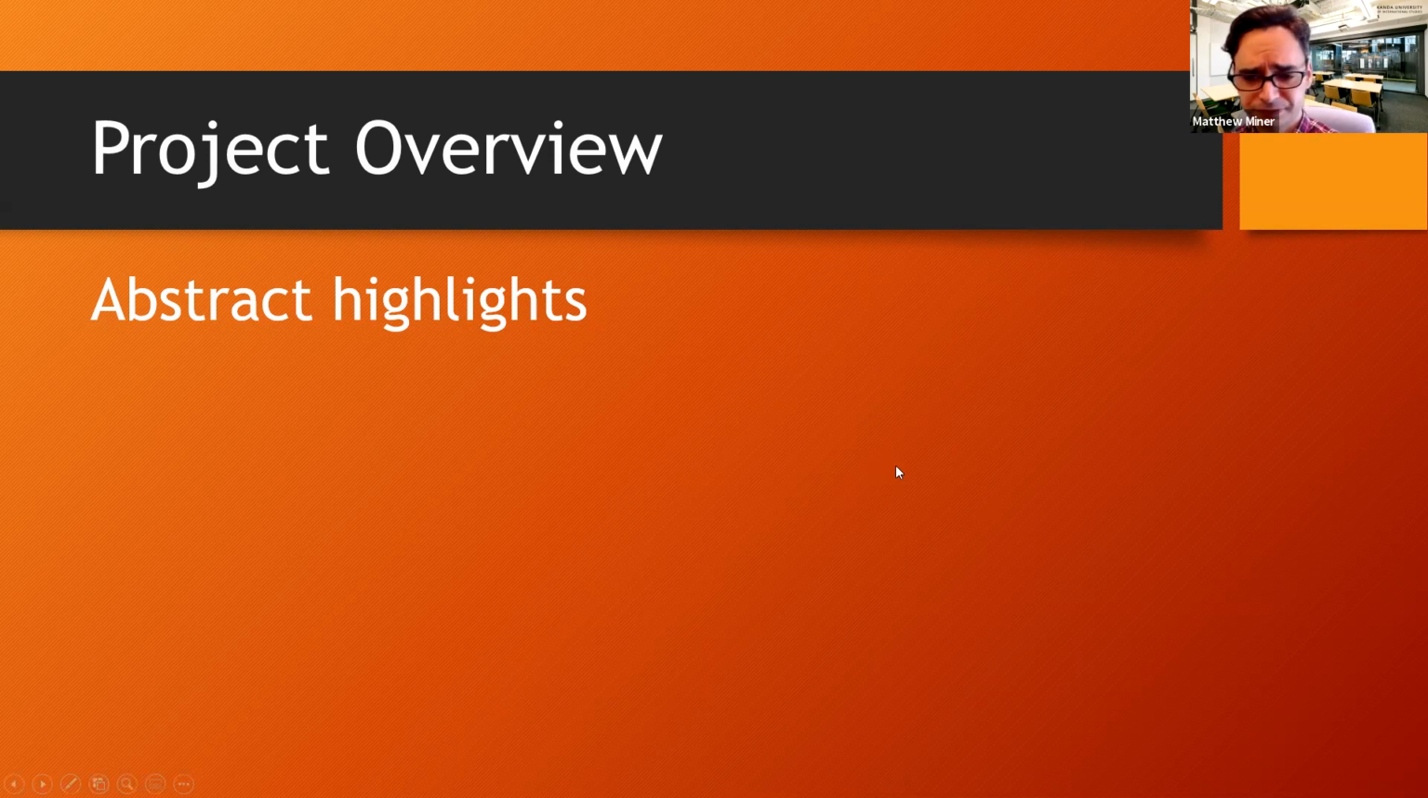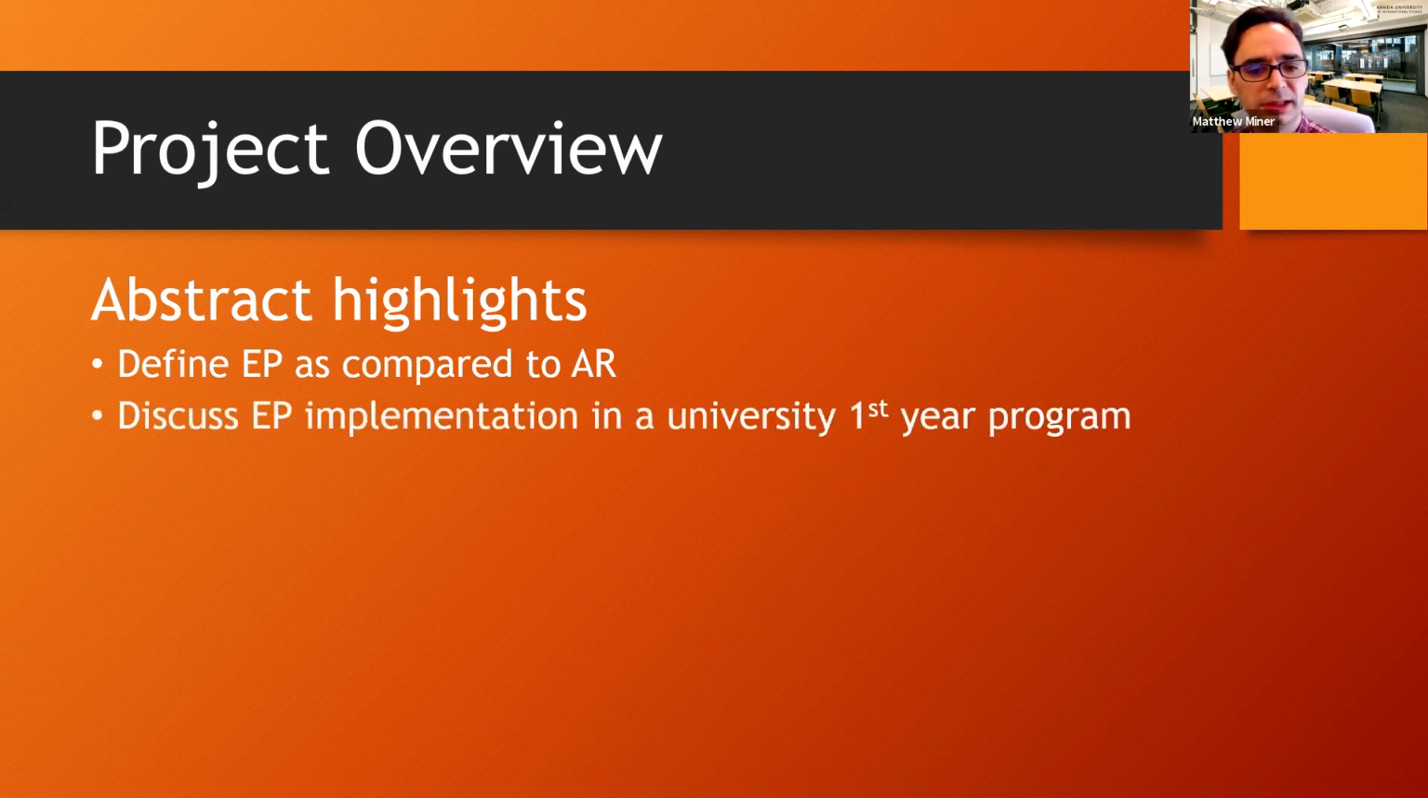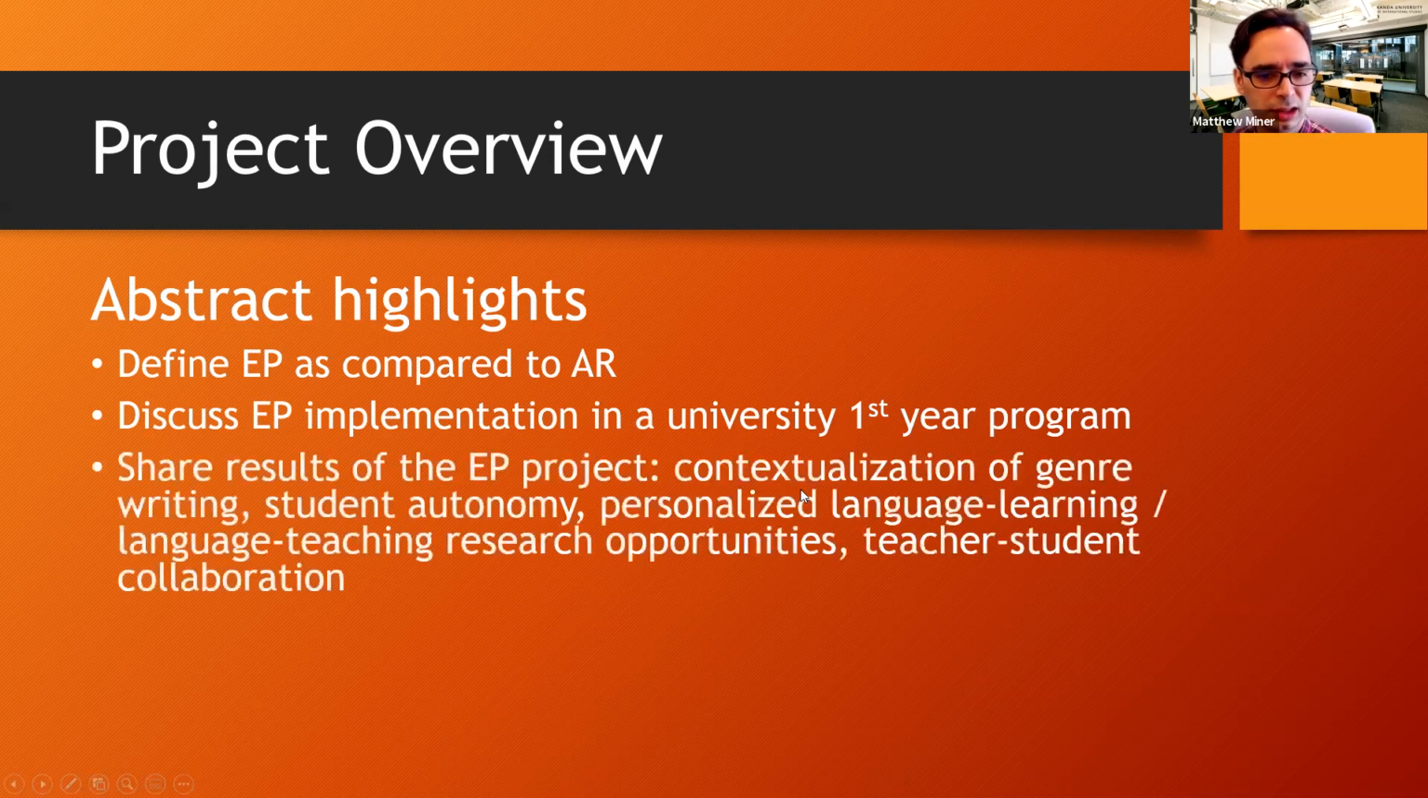In terms of this project, when we conducted this project, we first, as we're doing in this presentation, defined exploratory practice, a kind of practitioner research that branched off of action research. We will explain how we implemented it into a first-year program at our university. And we'd like to share the results of the project. So we were able to contextualize genre writing. If you're unfamiliar with that process or that theory or approach, we'll talk about that.